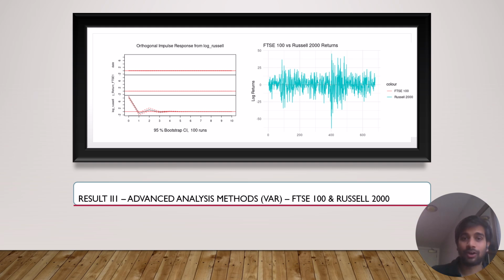So here we can see the orthogonal impulse response from the log Russell value, and we can see the log Russell values return to normal within 2 lags, while the FTSE100 is not impacting that much. And also if we see the logarithmic returns values, the small cap US companies fluctuate more in their returns as compared to the FTSE100 over the period of time.